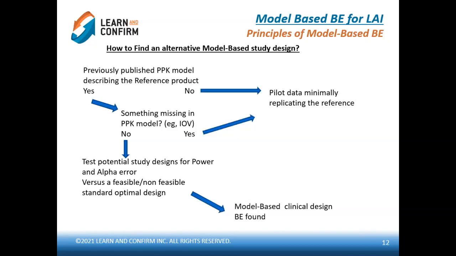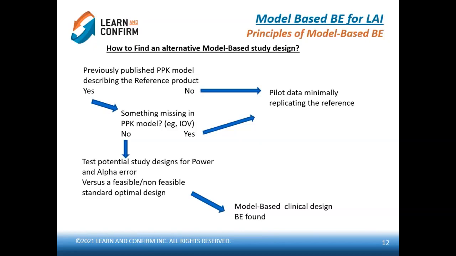Often, there are no population PK models that are available in the literature or in the NCAPPC, or there is something missing in the published population PK model. So, for example, very often, inter-occasion variability may be missing. If inter-occasion variability is missing, then you really have something missing in the model, because you cannot really predict what would happen if you would do a fully replicate clinical study design.